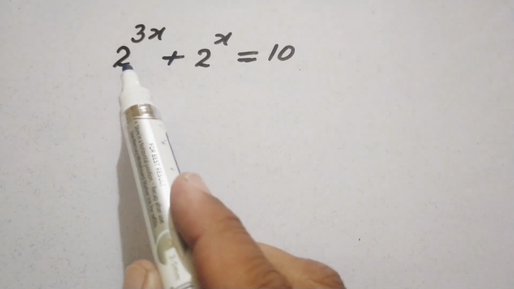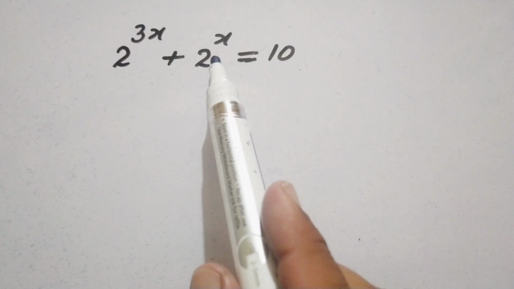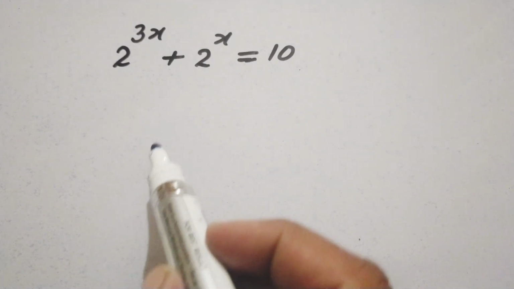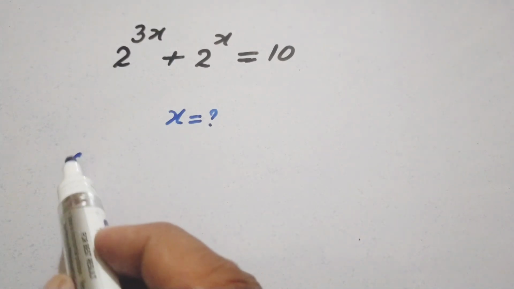Welcome. Welcome to solve this nice problem. 2 to the power 3x plus 2 power x is equal to 10 and we are interested to find x. Let's come to the solution.